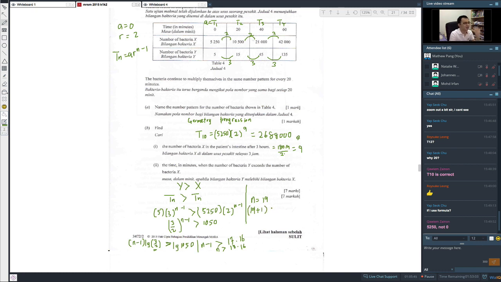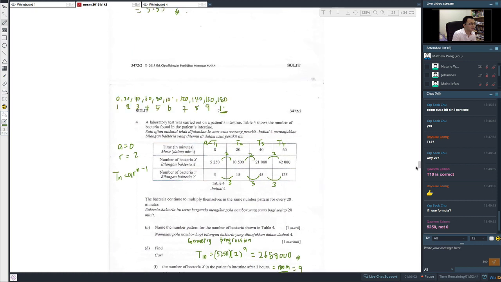Do I need to plus 1 or minus 1? No, I will need to minus 1. Sorry, I confused just now. Because of this one. This is T9, right? Basically this one is T10. If you use 180 minutes divided by 20, you will get 9, right? So if you get 9, actually it is T10.